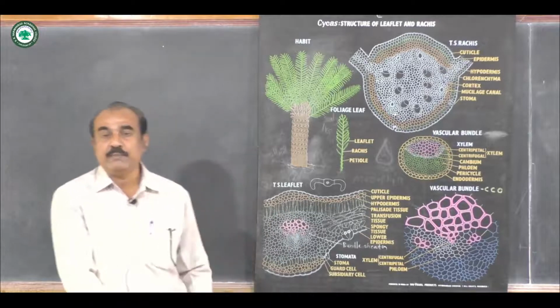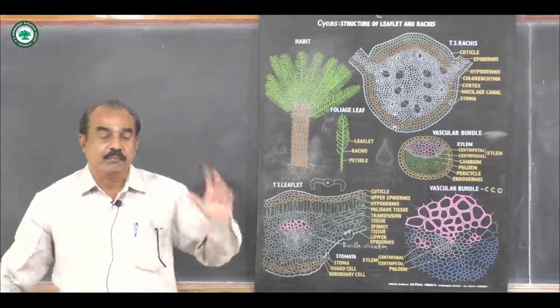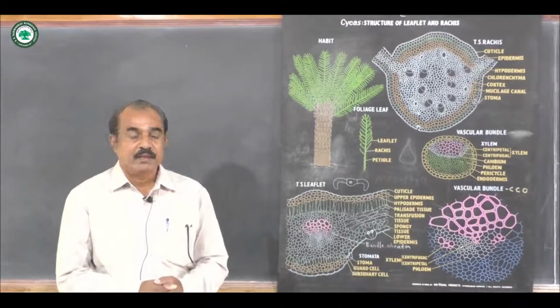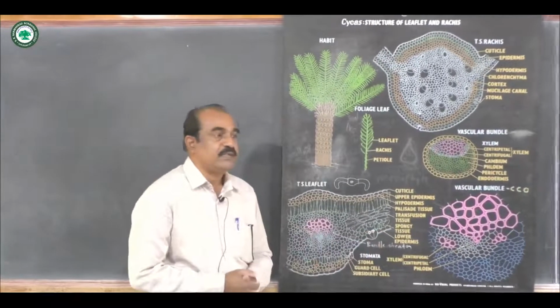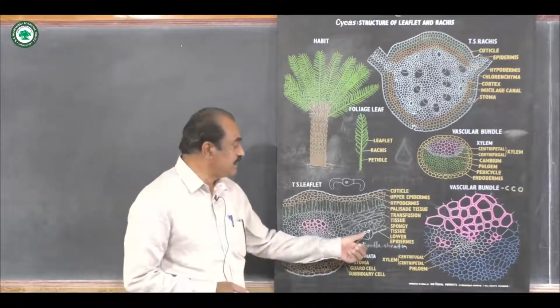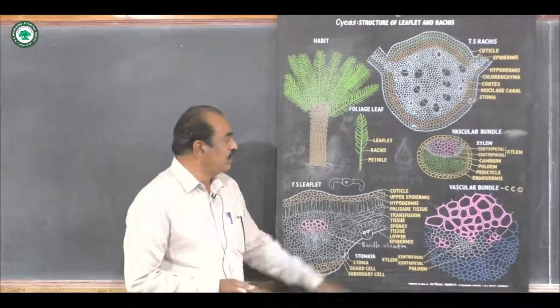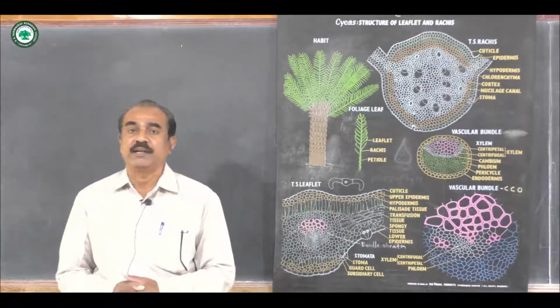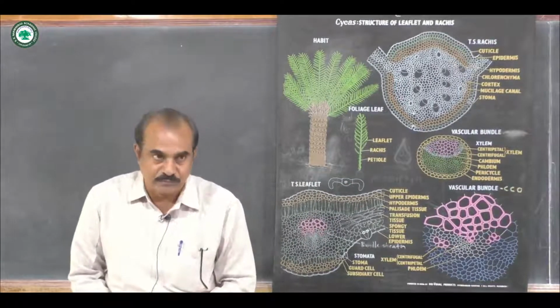Now this lower epidermis is also single layered, and both the upper epidermis and lower epidermis are protective in function. But this lower epidermis gets interrupted because of the sunken stomata. Sunken stomata means they are developed in a pit. Now the presence of this cuticle and sunken stomata are both xerophytic characters, and they are found in Cycas also.